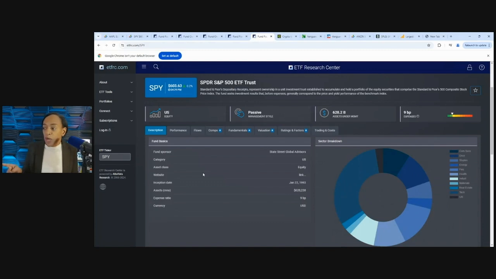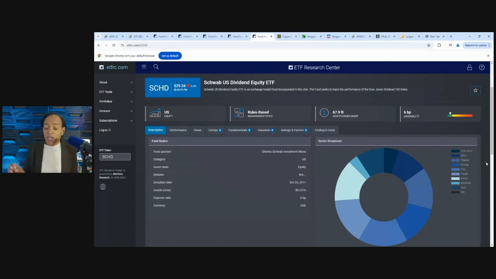Now, this is the SPY, which also tracks the S&P 500 and is also managed by State Street Global Advisors, but it has a higher expense ratio at 0.09%.